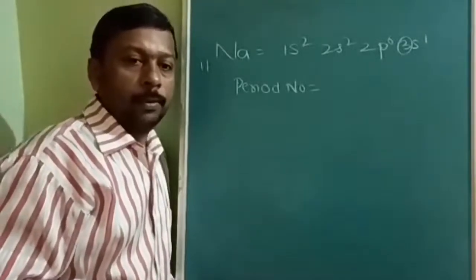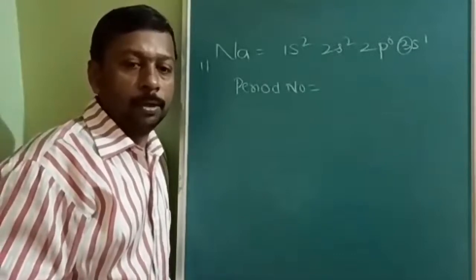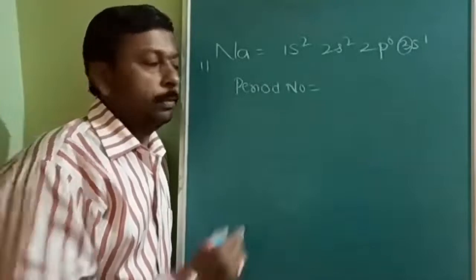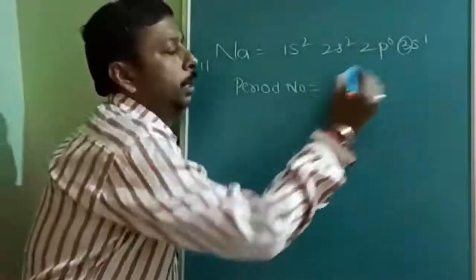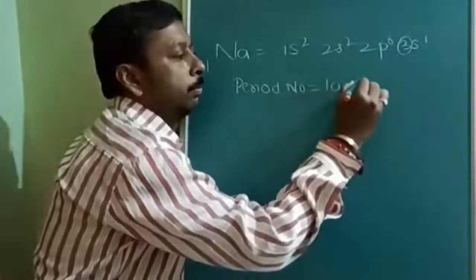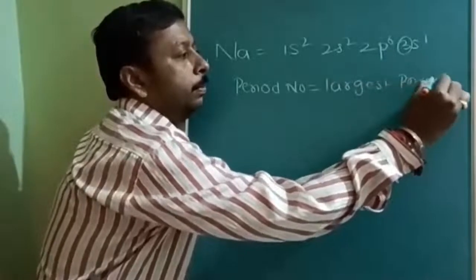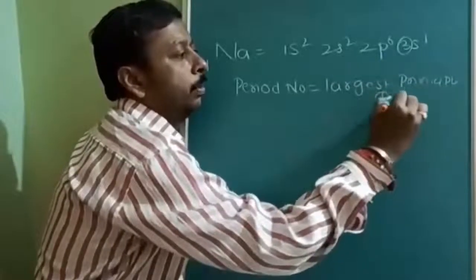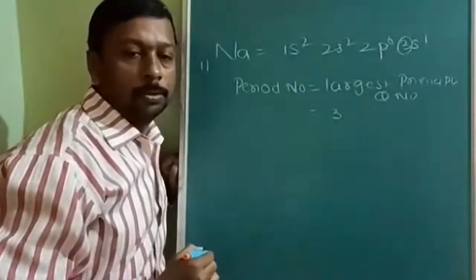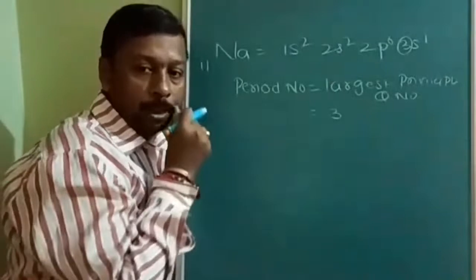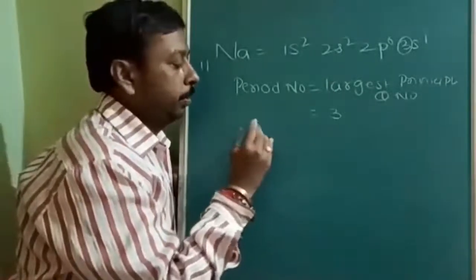Okay, here you are given sodium and the atomic number. I have written the electronic configuration and period number. According to this, period number is what? Period number is the largest, or highest, principal quantum number. Okay, principal quantum number. So what is that? 3. So that means it belongs to the third period. It belongs to which period? Third period. Okay.